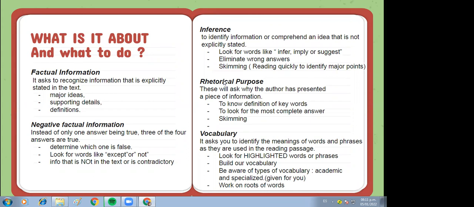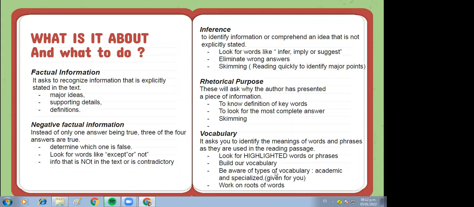Let's move on to vocabulary questions. Well, as the name implies, you will have to recognize the word that is closest in meaning to a particular word in the text, okay? You have to identify the meaning of words and phrases as they are used in the reading passage. As I told you, you will find highlighted words while reading the text, okay? So pay attention to those words because you will be asked about those words specifically. You have to build your vocabulary. That's the main point of this question.